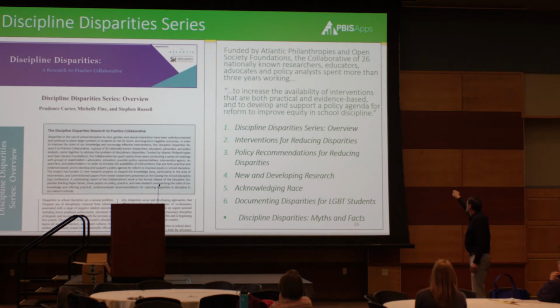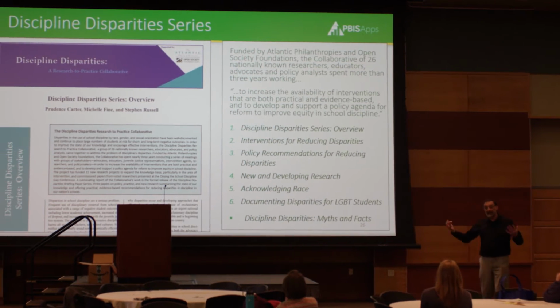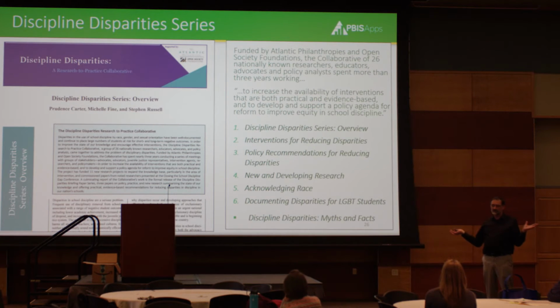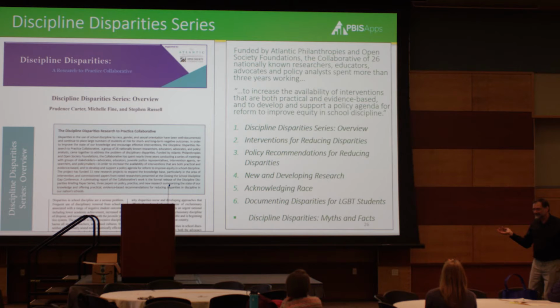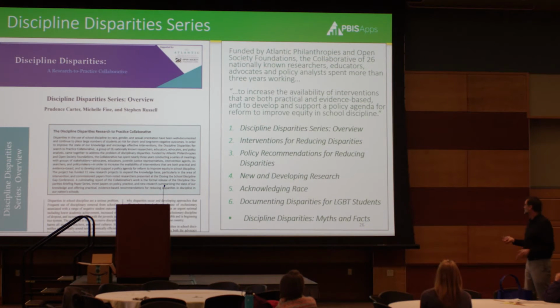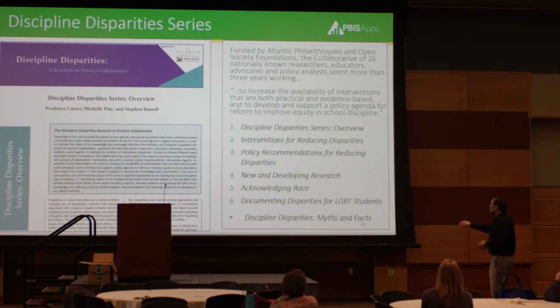Oops, go back one. This one, the overview, simply talks about the history and what disproportionality looks like in American schools today. Interventions: there's a whole document, a research paper on just different things that you can do to intervene. Policy recommendations. If you're going to behave like this, you do not need to be in this profession. It can be that clear. New and developing research, acknowledging race.